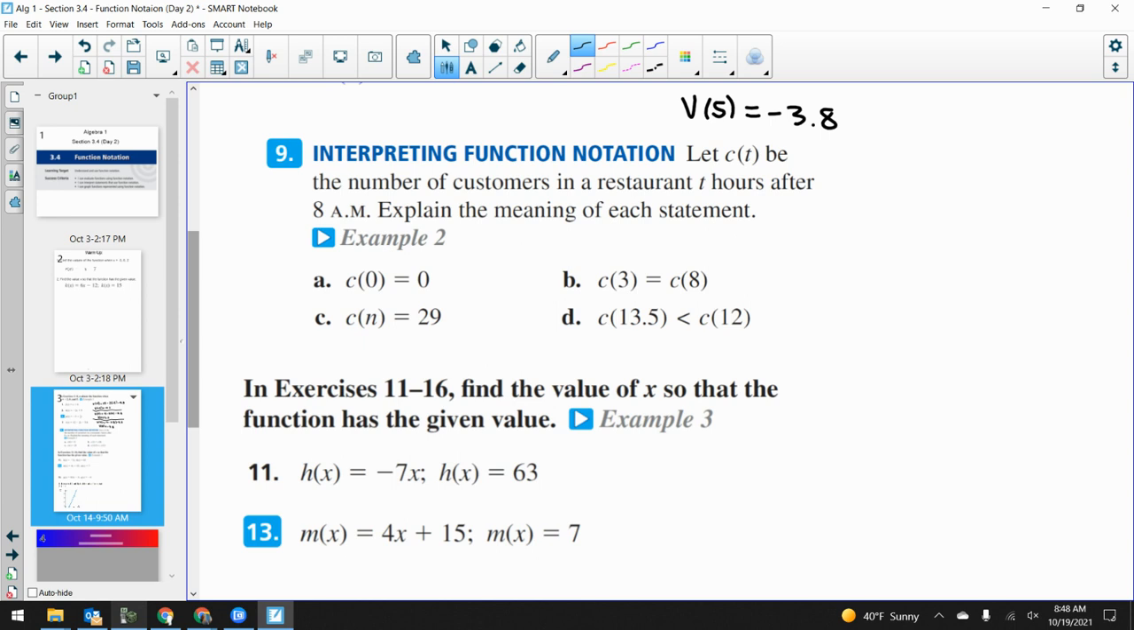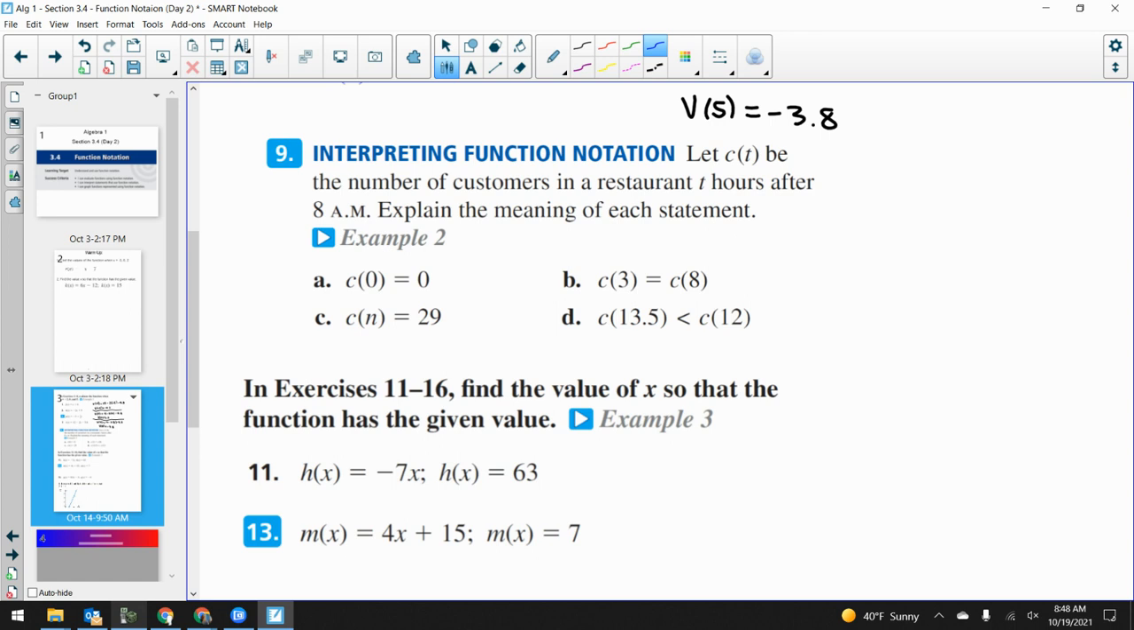Let's see, C of t, the number of customers in a restaurant, t hours after 8 a.m. So this is kind of like the problem we did yesterday where the input is time, and it's time after a certain number, like time after 8 a.m. But our output is not temperature like it was yesterday. Our output is number of customers. So it's number of customers at given times after 8. So now, on the quiz on Thursday, this is another one where you're going to have to explain your answer, use words, be particular.